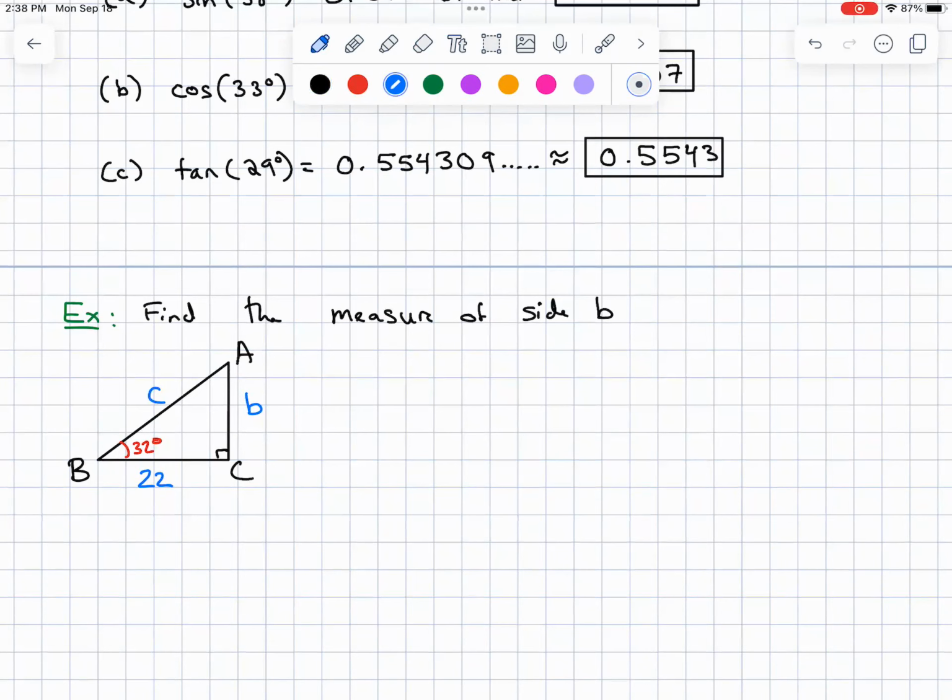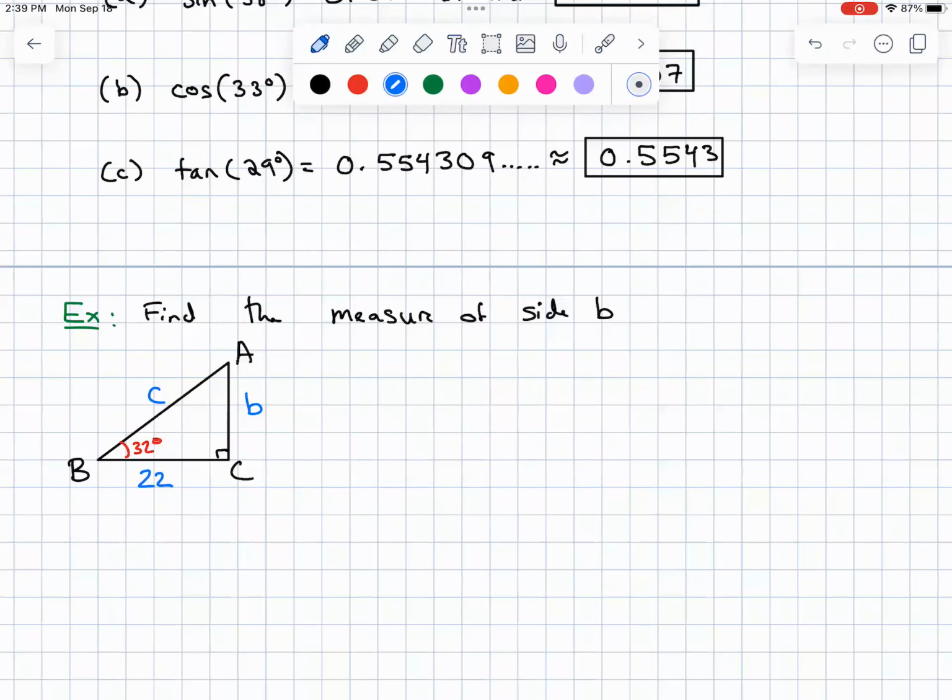So now, if we had side C, we could use the Pythagorean theorem that we learned, because a squared plus b squared is equal to c squared. But as it stands, if we were to try and use the Pythagorean theorem, we get 22 squared plus b squared is equal to c squared. That's two variables in that equation, and we can't solve for one or the other. So this is where trigonometry comes into play.